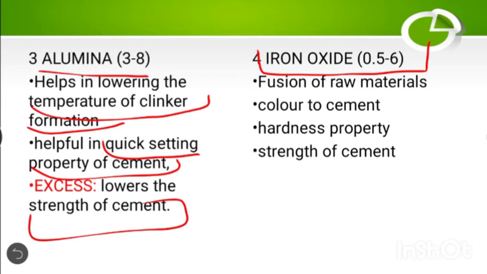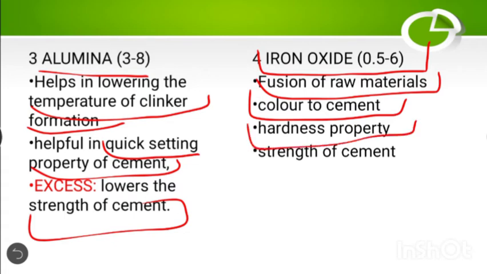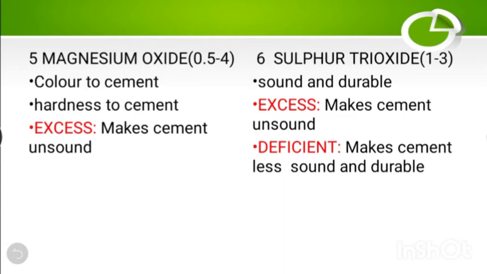Iron oxide, whether it is used in clay, in tiles or in concrete, is generally used to provide color to cement. It's also helpful in the fusion of raw materials when they are used in the manufacturing of cement, and it provides hardness and strength to cement. Now moving further, magnesium oxide, which is 0.5 to 4%, provides color and hardness to cement.